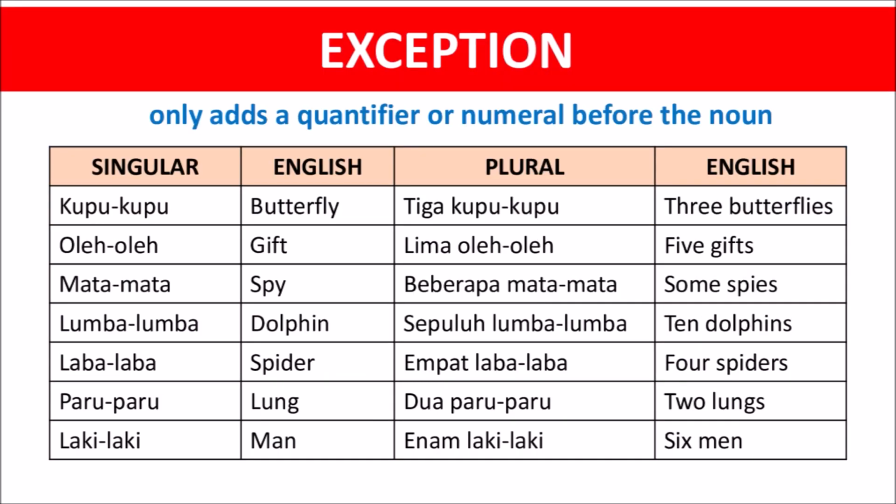Lastly, we have to be cautious with some words that are originally composed of reduplication. Thus, they do not have the plural form. You can just use the words as they are without thinking of the plural or singularity. For example, kupu-kupu, butterfly. Oleh-oleh, gift. Mata-mata, spy. Lumba-lumba, dolphin. Laba-laba, spider. Paru-paru, lung. Laki-laki, man. And to make it plural, you just need to add counting words or numbers, such as 3 kupu-kupu, 3 butterflies, 5 oleh-oleh, 5 gifts, beberapa mata-mata, some spies.